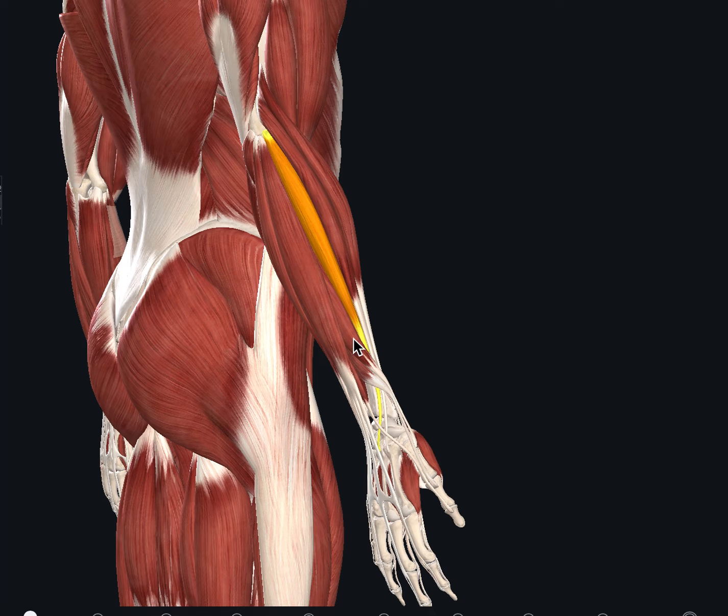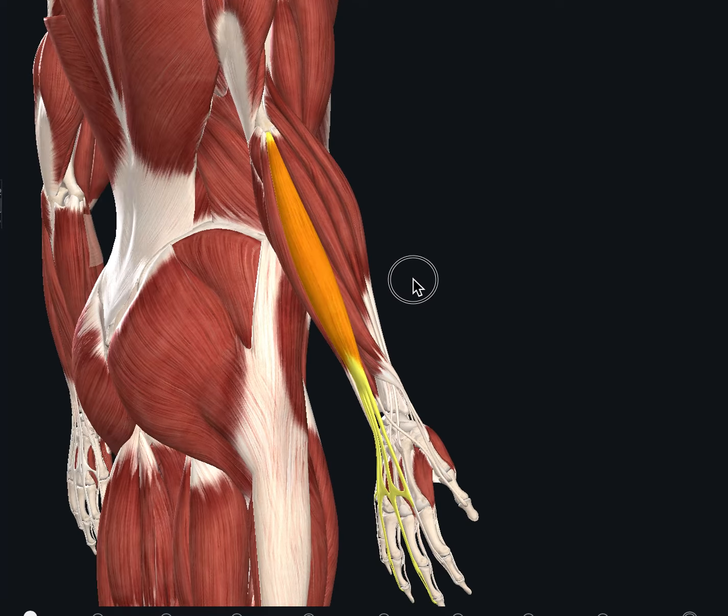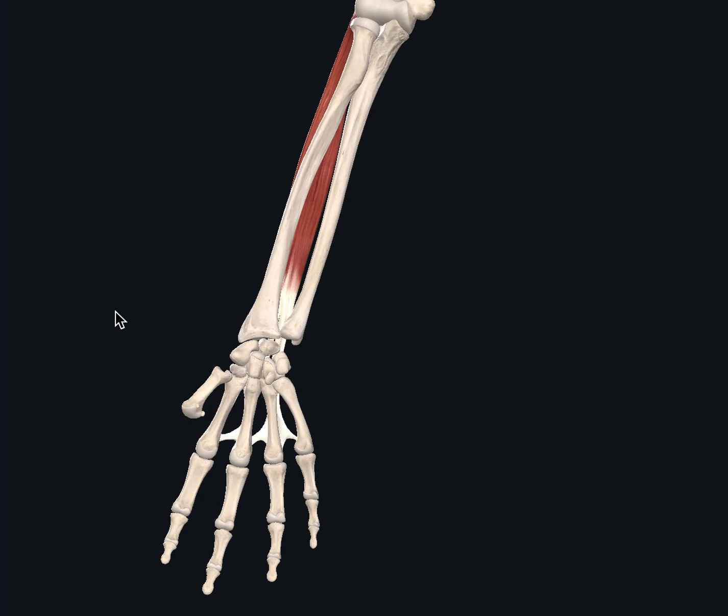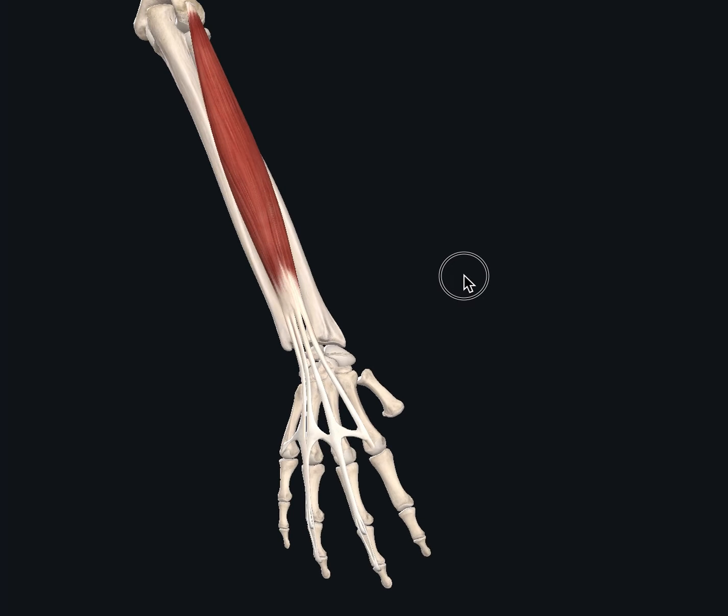Then we have the extensor digitorum. The extensor digitorum is the easiest one to recognize in the anatomy lab, because when you pull back or contract on this muscle, it will cause extension of the fingers or the palm. Now they originate from the lateral epicondyle and again insert into different digits, supplied by the posterior interosseous nerve this time, and the arterial supply includes the radial recurrent and posterior interosseous artery.